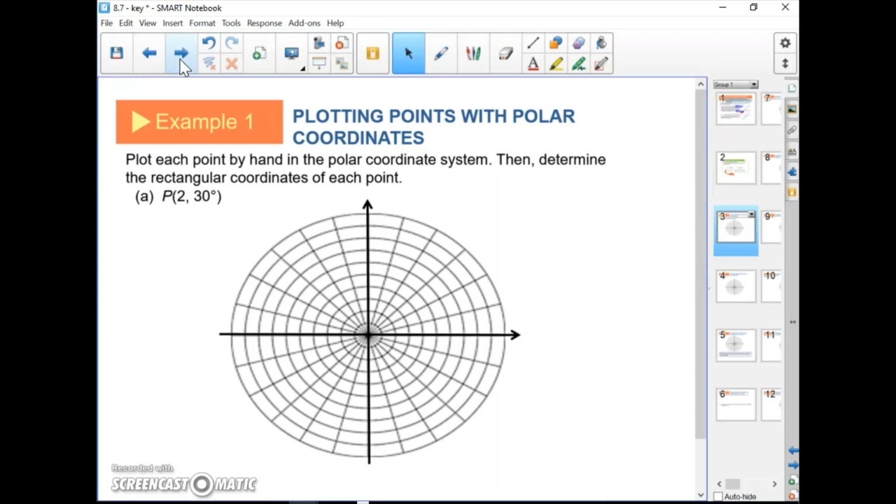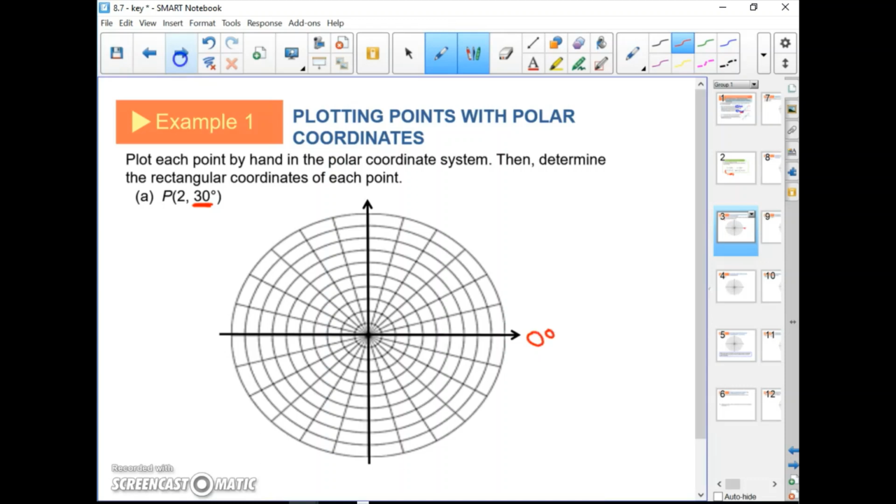Example 1, we're going to plot some points. It says plot each point by hand, then determine the rectangular coordinates of each point. So in order to plot this by hand, it's really pretty simple. Start with 30 degrees, though. Now, it would be nice if they labeled it, but they didn't label.